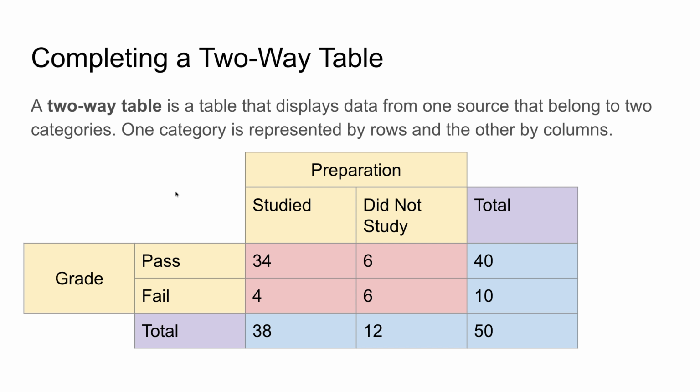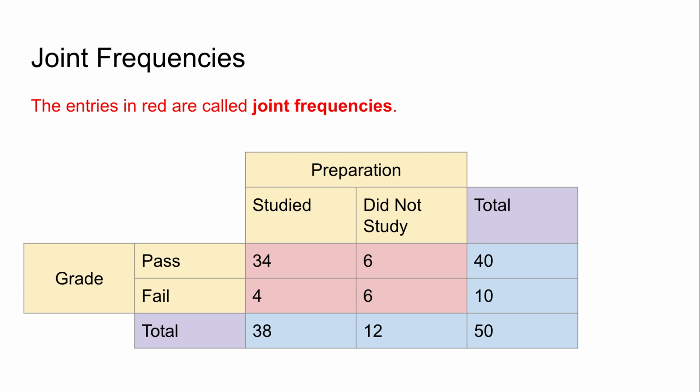And there are some vocab terms next that I need to explain. I tried to make the color coding help with these terms. So the entries in red are called joint frequencies. I'm not really sure how the name comes about, but joint frequencies are these ones in red, and they line up with one row and one column. Like this one is students who studied and passed. And this is students who did not study and passed. But all of these red ones are joint frequencies.